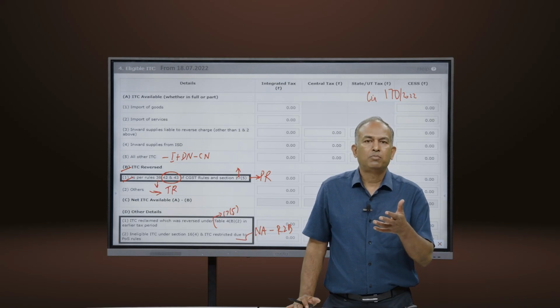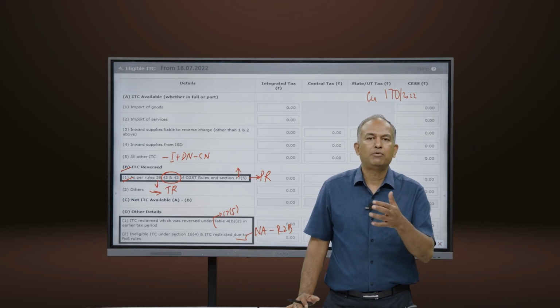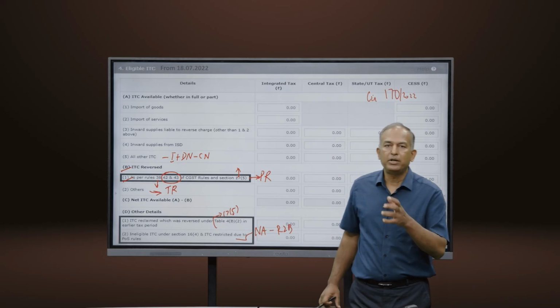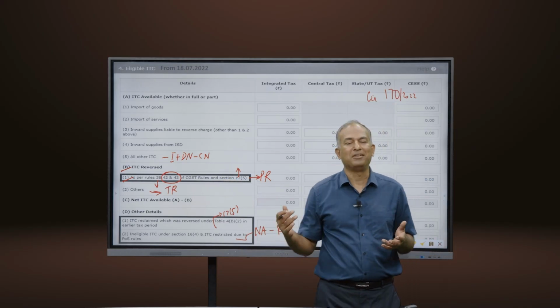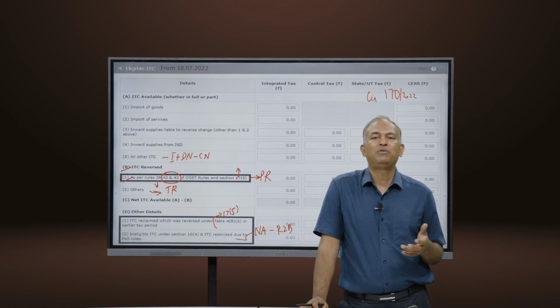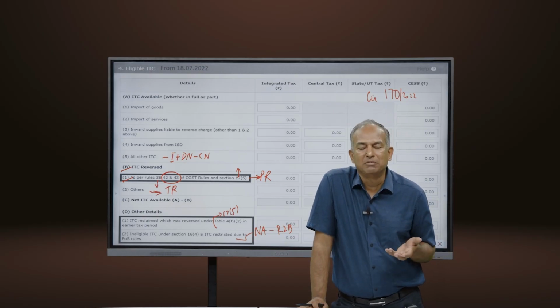I don't remember the provision now. That particular provision, I think it is 37, and it is very much available there. That particular provision, which says that only... it is Rule 38. It's very much here. Rule 38 says that only 50% of your credit is eligible.